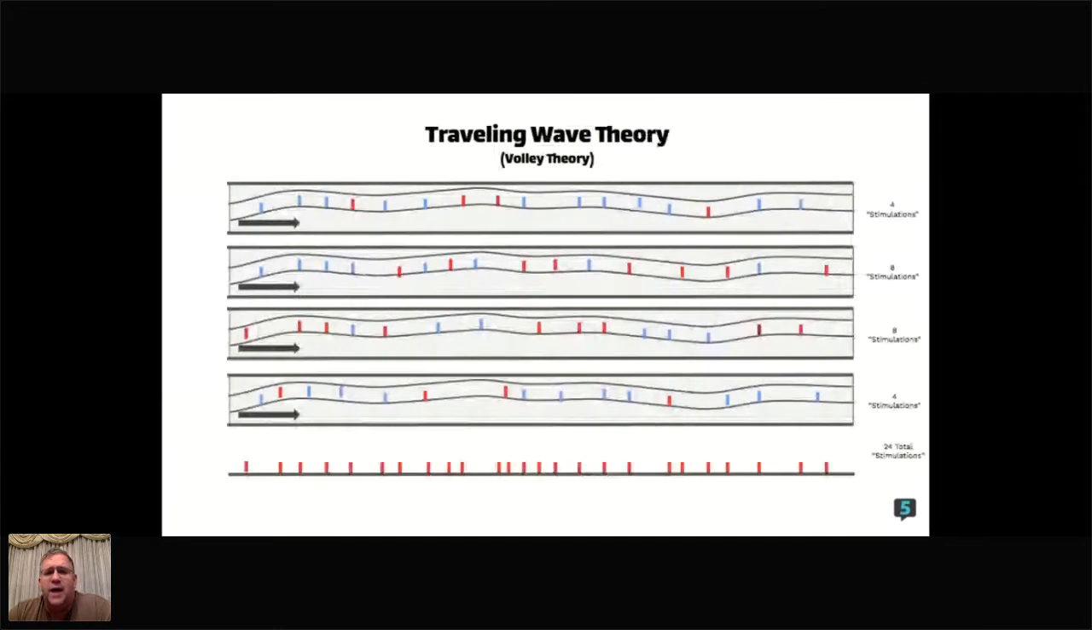Essentially, the idea here is that we have different receptor cells, different basilar membranes kind of lined up in the cochlea here. And as the signal travels down, different hairs are going to be stimulated in different basilar membranes.